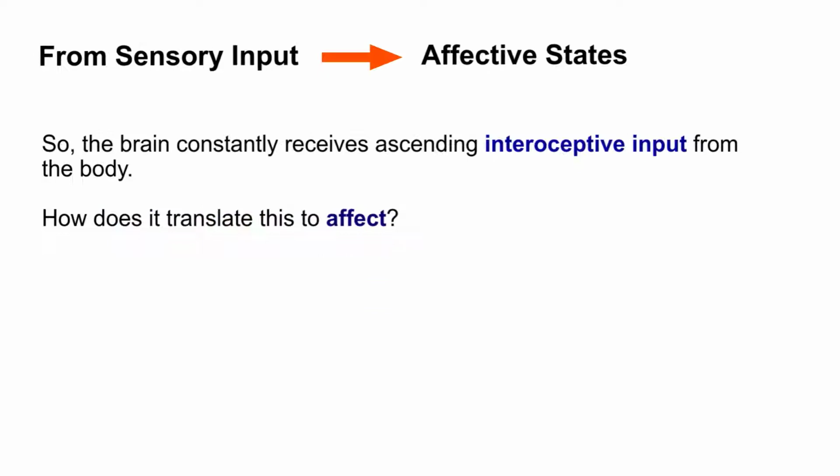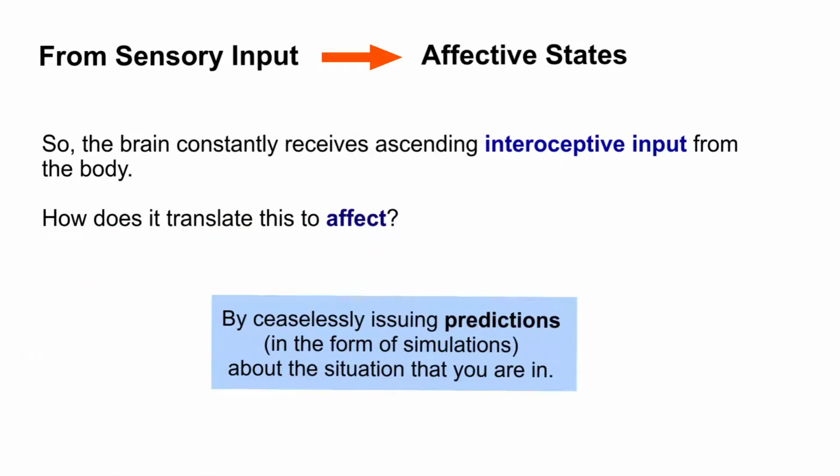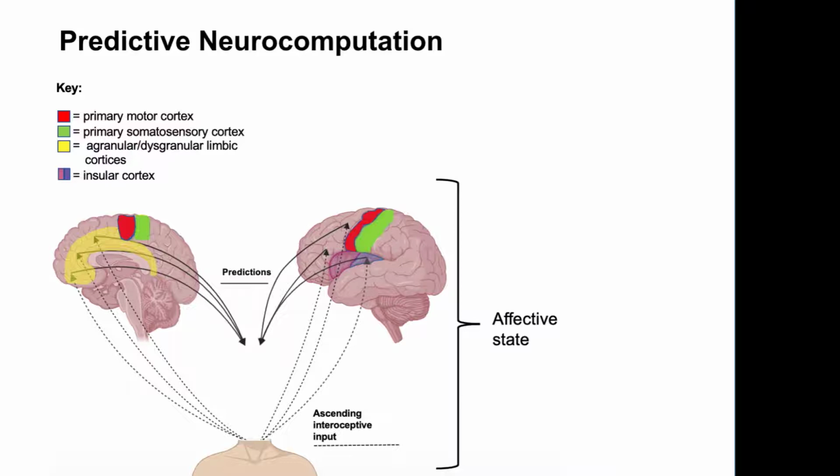In order to convert this incoming interoceptive information from the body into affect, your brain has to constantly be generating predictions in the form of simulations about the interoceptive input it's expecting to receive. The limbic cortices and the insula are responsible for constantly issuing these downward predictions, which are contrasted with real incoming interoceptive input. If there are any discrepancies between the two information flows, error signals arise, which result in the predictions being amended to better fit the situation at hand. This is how bodily input to the brain is translated into affect.